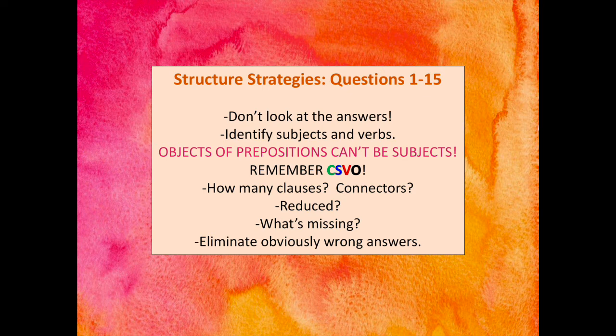Think about how many clauses there are. If you have 1 clause, you do not have connectors. If you have 2 clauses, then you have 1 connector. Think about reduced adjective clauses. Identify what is missing in the sentence and use this information to eliminate the obviously wrong answers.